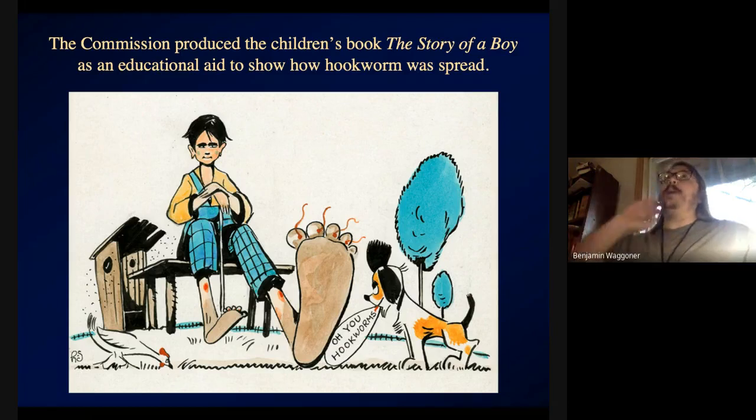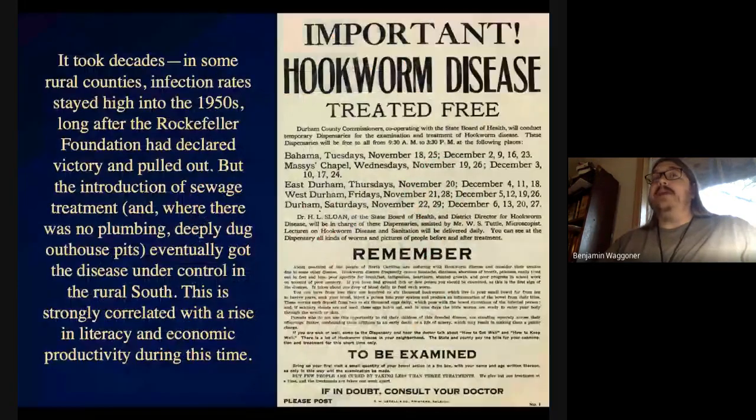And they tried to get people to dig outhouses, dig them deep enough. Those worms can travel 6 feet, so dig your outhouse deeper than 6 feet, and they won't be able to come out onto the ground. In some rural counties, infection rates were high into the 1950s, but the introduction of sewage treatment eventually got it under control in the rural South, and that's strongly correlated with a rise in literacy and economic productivity.